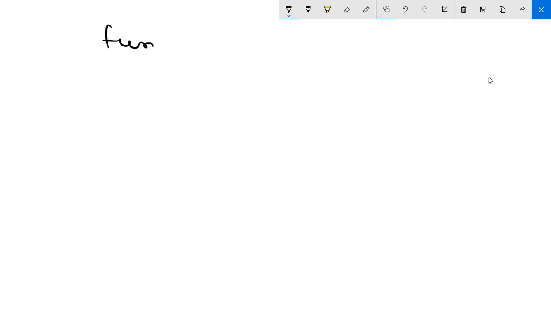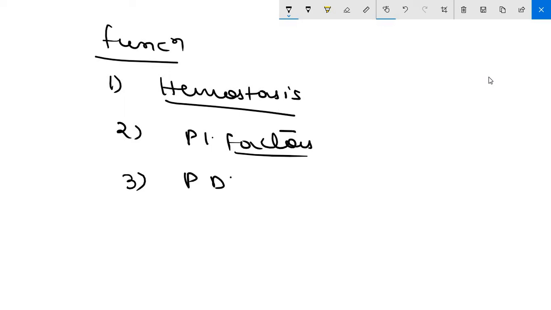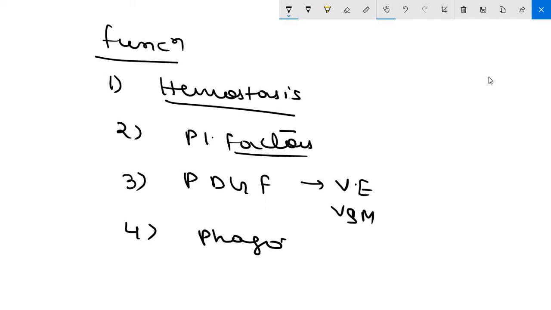Now coming to the functions of the platelet. Clear? The first function is that it helps in hemostasis. We will discuss in detail about hemostasis. It also secretes platelet factors needed for coagulation, such as fibrin stabilizing factor, fibronectin, and thrombospondin. These are the factors released from platelets, which are the contents of platelets which help in blood coagulation. It also contains platelet derived growth factor which helps in the growth of vascular endothelium and vascular smooth muscle. We have discussed that. Platelets also have phagocytic properties; they are sometimes phagocytic in nature.